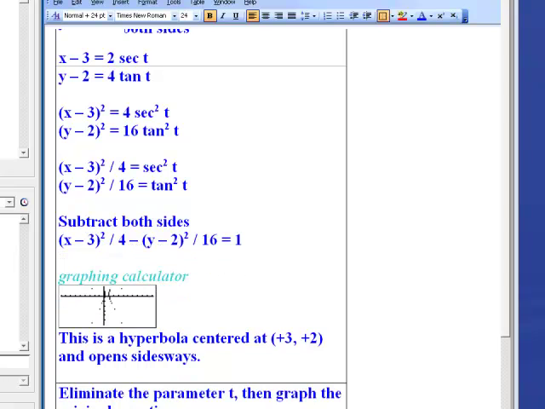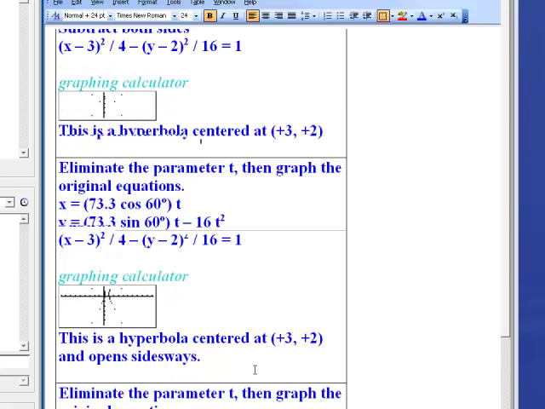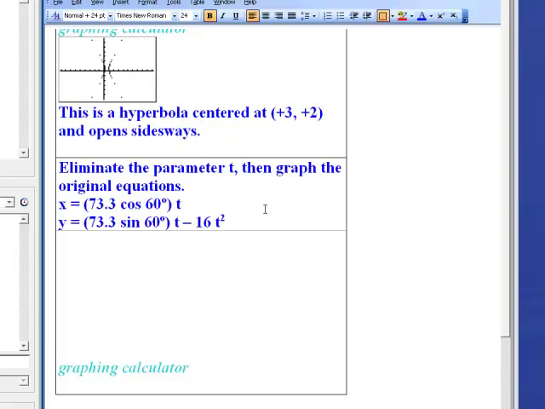Okay, the last example that I have here is the following.